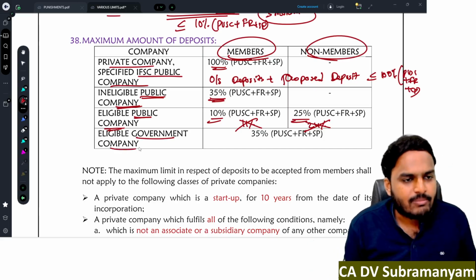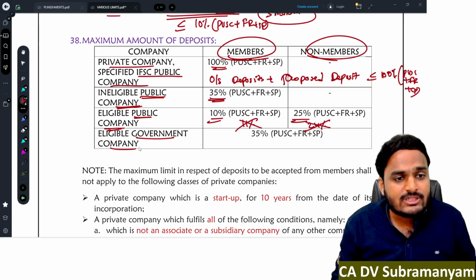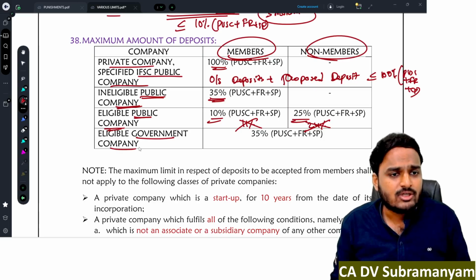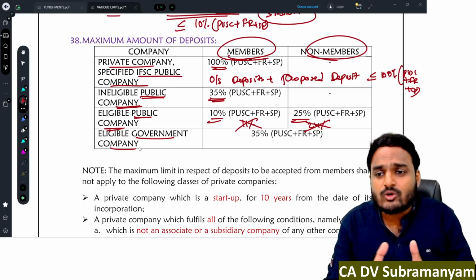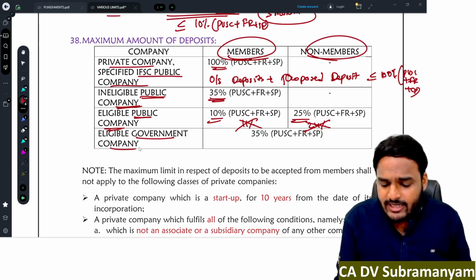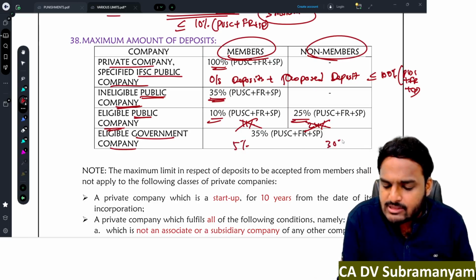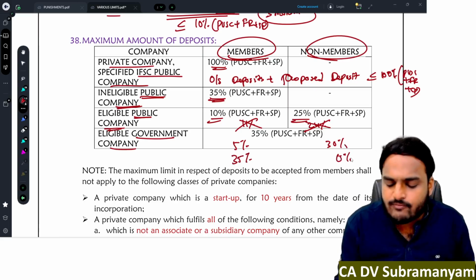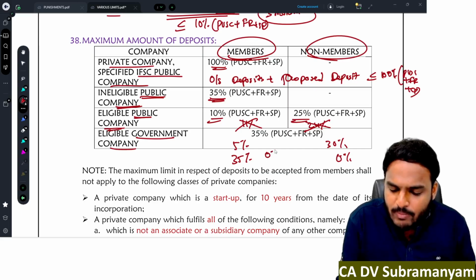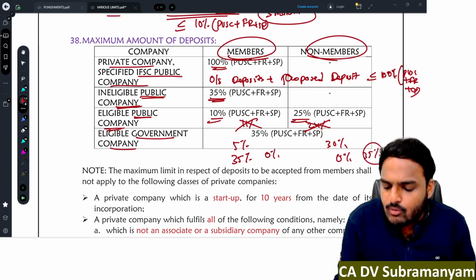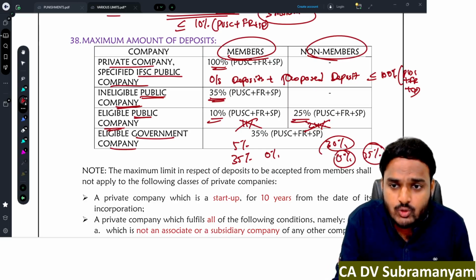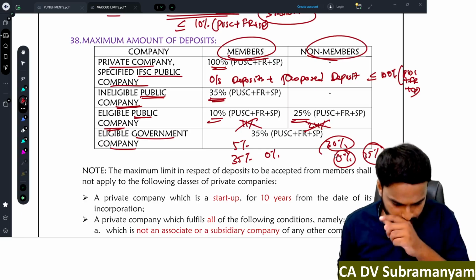Eligible government company, it can accept deposit amounts of 35% either from members or from non-members. So there is no segregation, there is no categorization. Suppose it can accept 5% from members, 30% from non-members, or it can accept 35% from members, 0% from non-members, or it can accept 0% from members, 35% from non-members. Understood? The benefit is available only to government companies.